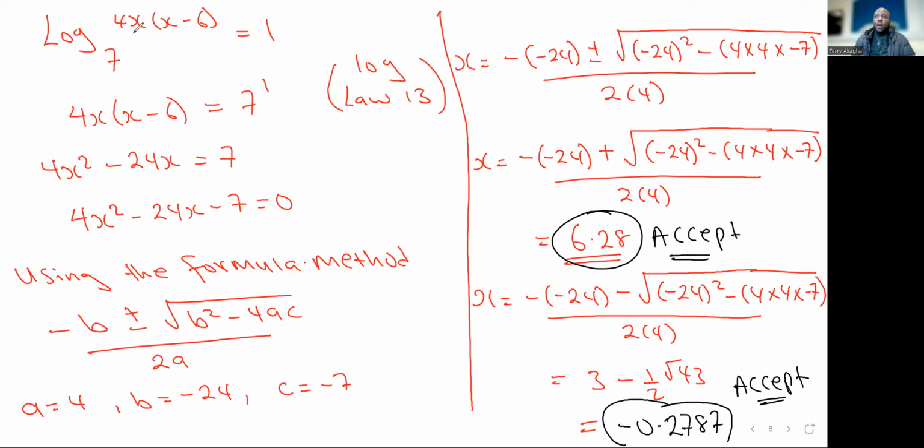Look at the question you have, and see, is it possible for this to be negative? If this is negative, I'll put it here because we have x times x. Negative times negative will give you positive. Are you seeing it? So that means you can accept the negative 0.2788. Is that okay? All right. Okay. So you can accept that.